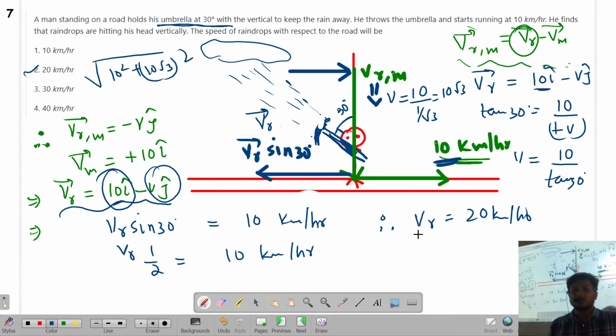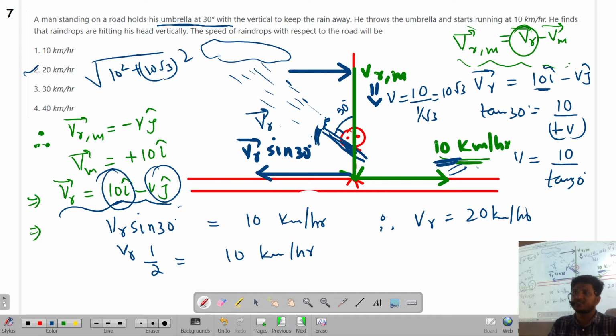So now look over here. What is the velocity of rain in this case? That is going to be how much? You can calculate using this formula and just the trick formula. If you have drawn this graph perfectly, you can just write the velocity of r component, that is v of r sine 30 degrees equal to 10 kilometer per hour, and directly you can calculate the answer.